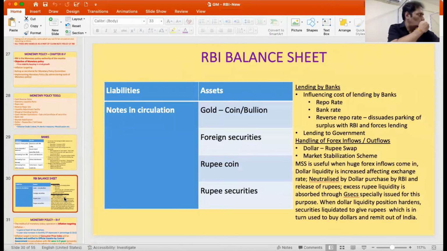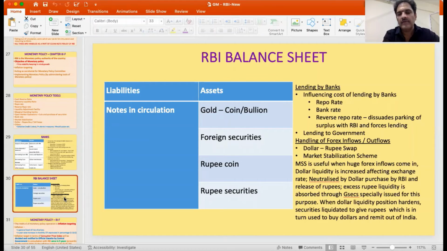Then the other important tool, so this is another area where RBI is influencing, keeping of reserves with a view to securing monetary stability. So here the Reserve Bank's balance sheet basically has liabilities as notes in circulation, then assets will be gold coin, foreign securities, rupee coin and rupee securities. So this is the balance sheet of the issue department of the Reserve Bank of India.